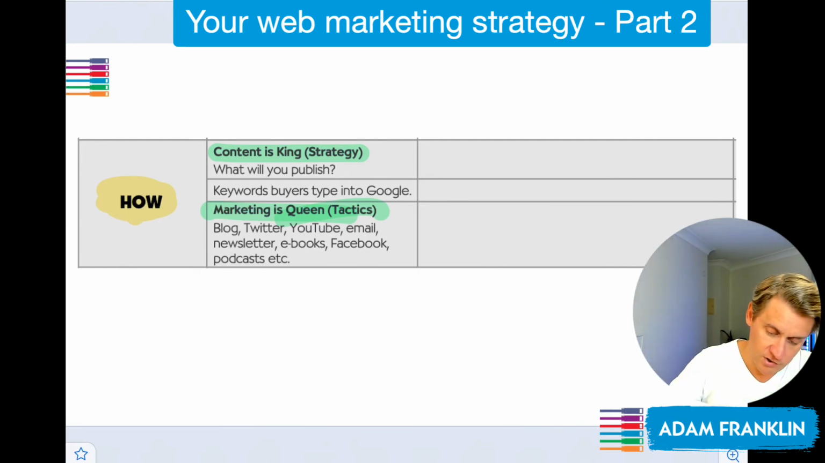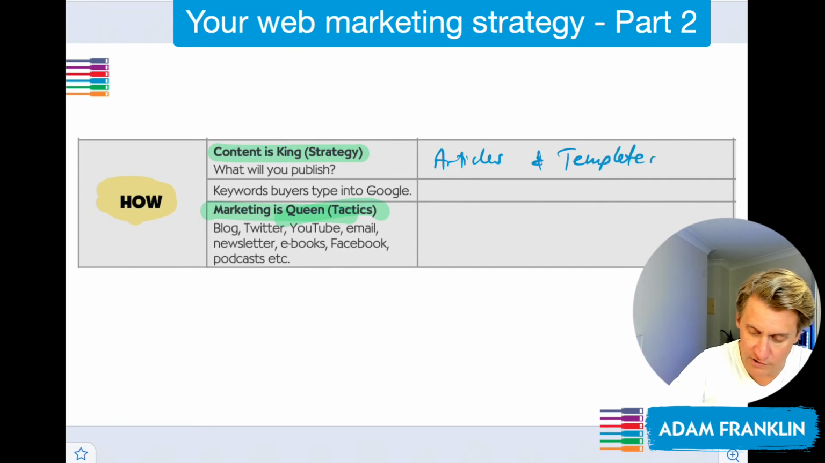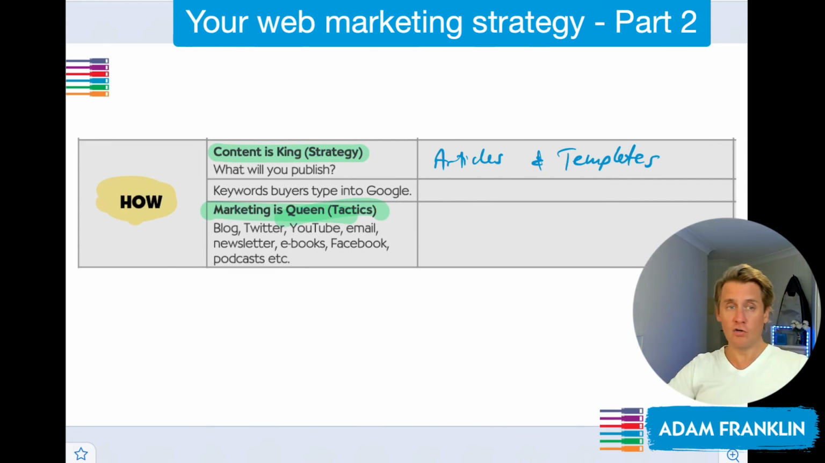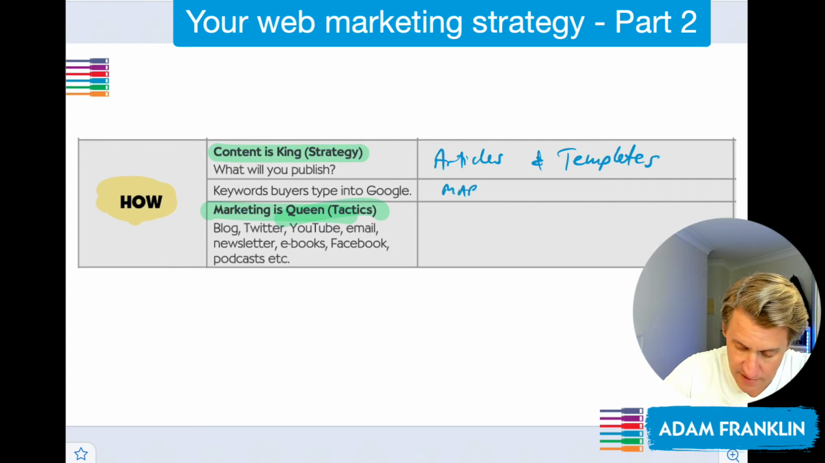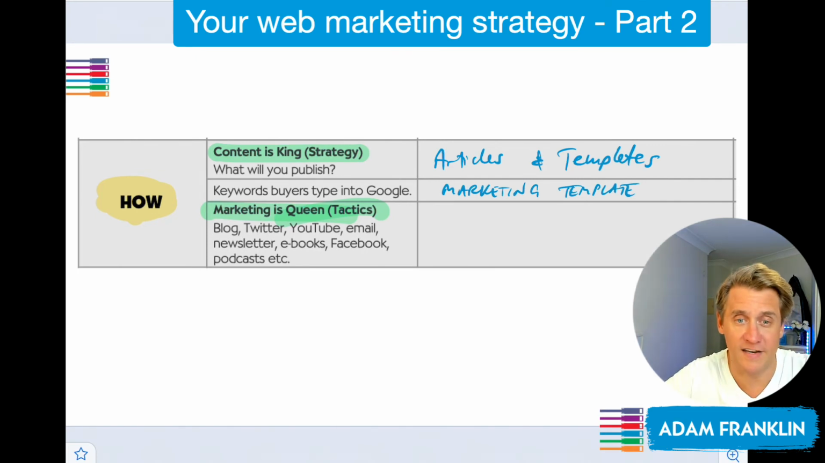So what will you publish? In my case, for Alan, I'm going to publish some articles on a blog, and I'm going to share templates, because Alan just wants to learn a little bit but then have an actionable resource. Also, I need to think about what Alan is going to be typing into Google to find this type of stuff. He's probably going to be typing in phrases like marketing template, SEO template, email marketing template, all of these types of things.